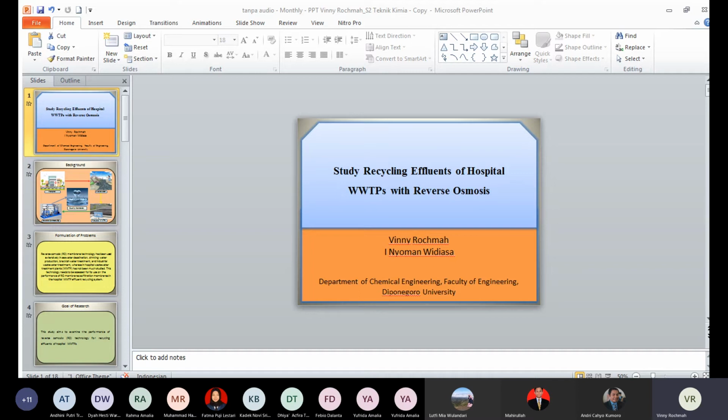RO technology is widely used to produce water of high quality, both on a small scale and on a large scale, but this technology needs to be assessed for its use, on the performance of the RO membrane as a filtration membrane in the recycling of hospital wastewater treatment. Goal of research: the study aimed to examine the performance of RO technology for recycling effluents of hospital wastewater treatment.